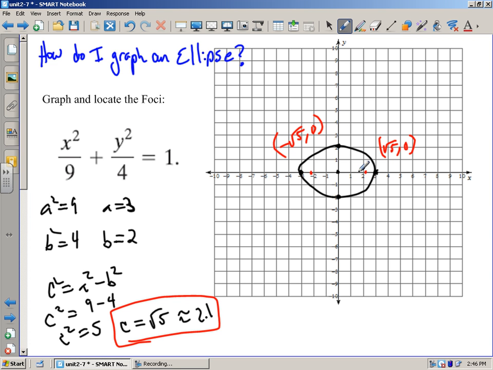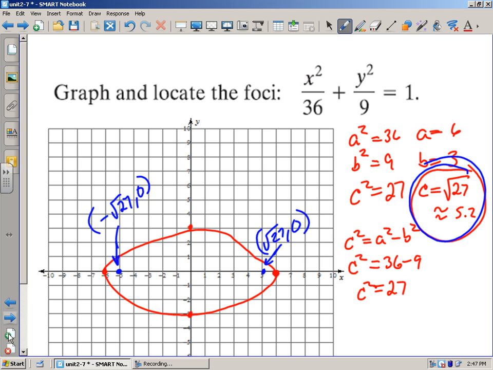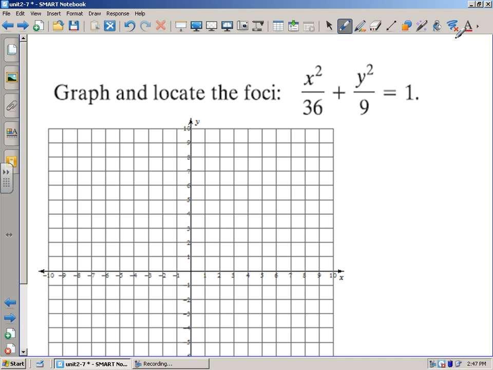So let's look at another example. Okay, we've got x squared over 36 plus y squared over 9 equals 1. So what I have to identify is what's a squared, what's b squared, and what's c squared. And a squared is always going to be my bigger number with an ellipse. So it's 36, which means b squared is 9.